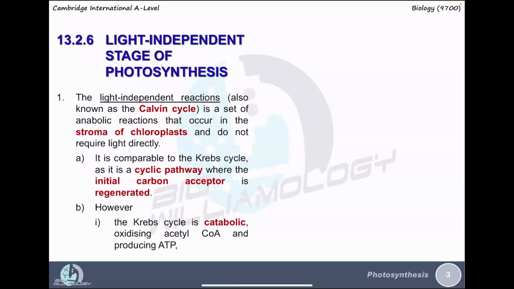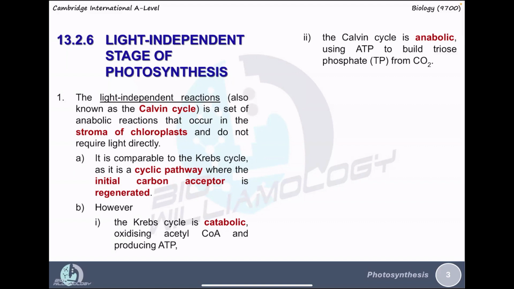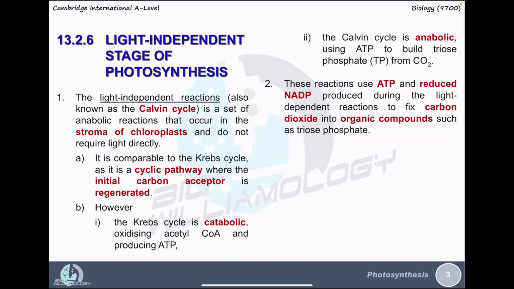However, the Krebs cycle is a catabolic reaction, oxidizing acetyl coenzyme A to produce ATP. The Calvin cycle, however, is anabolic, where ATP is used to build triose phosphate from carbon dioxide. This reaction uses ATP and reduced NADP, and these two compounds are produced during the light-dependent reaction, to fix carbon dioxide into organic compounds such as triose phosphate.